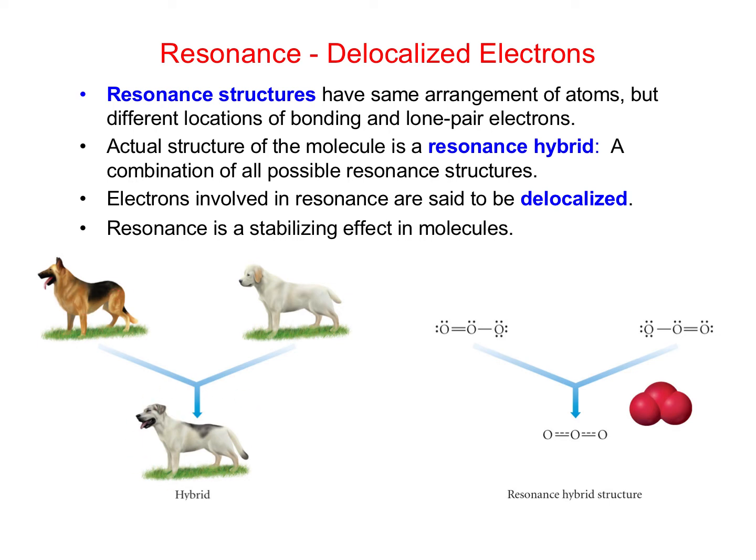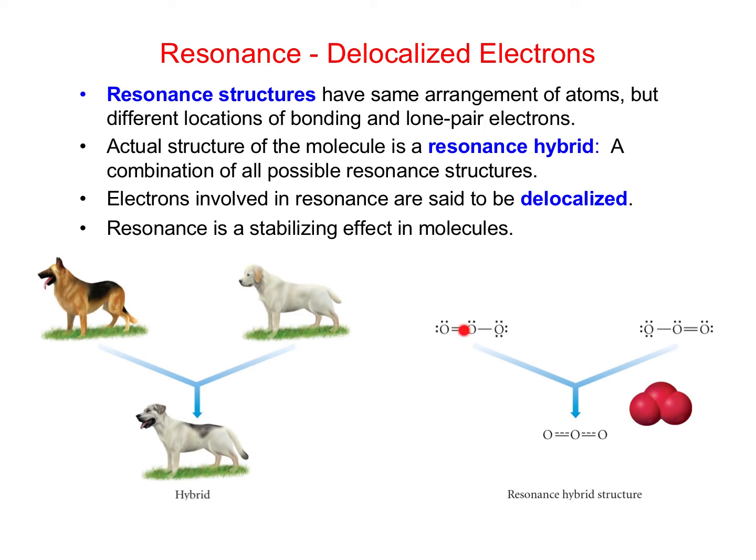And so resonance structures are what we have when we have multiple ways of arranging the electrons to achieve an octet, and each Lewis structure that we can draw that satisfies the octet rule is called a resonance structure. The actual molecule looks like a hybrid, or it's a resonance hybrid of all those Lewis structures that we can draw.